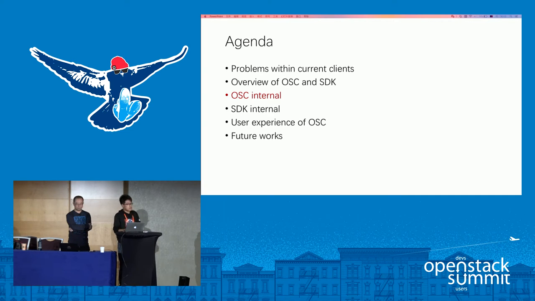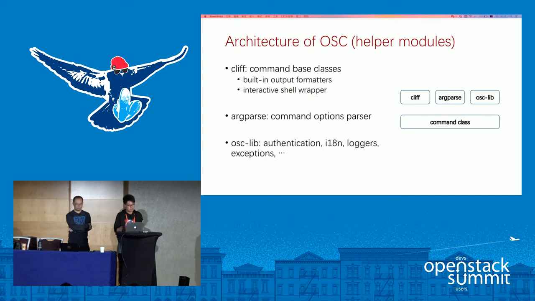Now let's see some detail about OpenStack client. First, I would like to talk about three helper modules in OpenStack client. The first one is Cliff. Cliff contains all the base classes for OpenStack client command line. It has built-in output formatters and implemented an interactive shell wrapper.